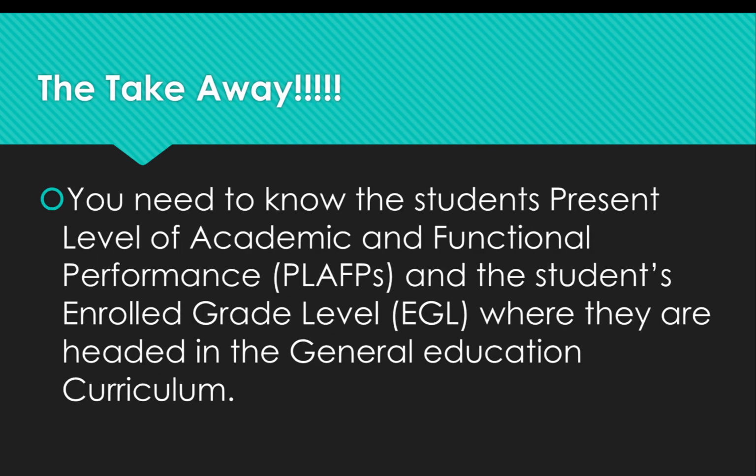So the takeaway for this is that you need to know where the student's present level of academic functioning and performance is, and the student's enrolled grade level. You must know those texts very well. You must know the text before the text you're currently teaching and then what they're going to in the next grade. So this is very important, and some that we consider accommodations now might very well be a modification in a later grade. So you need to know that.